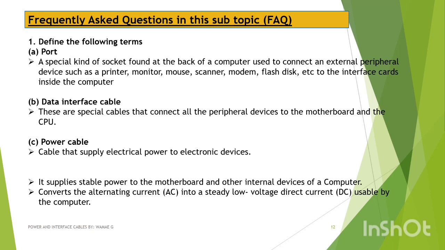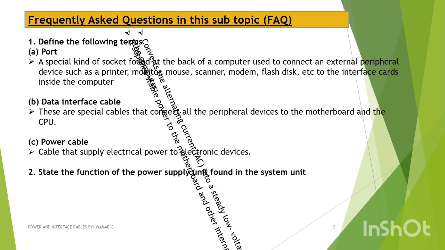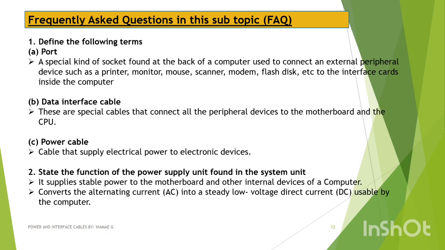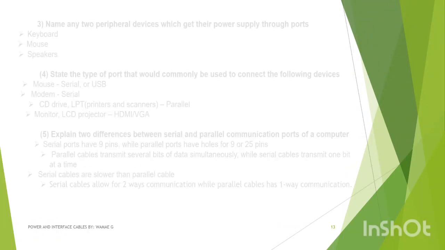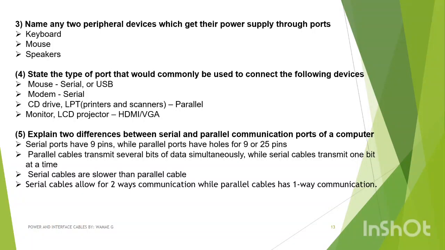Let's look at the second question. And the second question is state the function of the power supply unit found in the system unit. The first one, it supplies stable power to the motherboard and other internal devices of a computer. Number 2, it converts alternating current into steady direct current that is required by the internal parts of a computer.